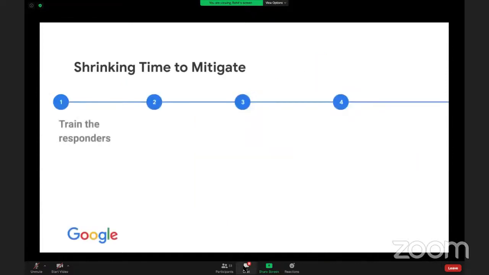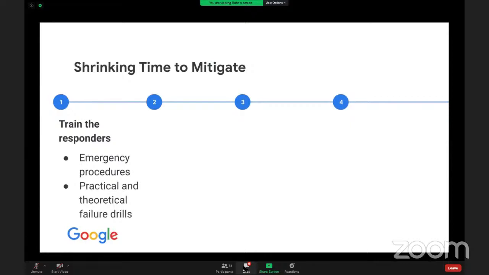So what can you do to improve your time to mitigate? First, you have to train your responders. You need emergency procedures defined and tested so that everyone involved can be calm and productive during an outage. Especially, you need procedures that provide enough structure and protocol so that the response is organized. But you also need them to be open and flexible so that responders can do ad hoc explorations.